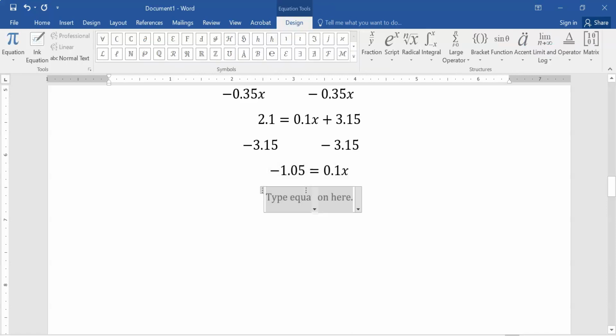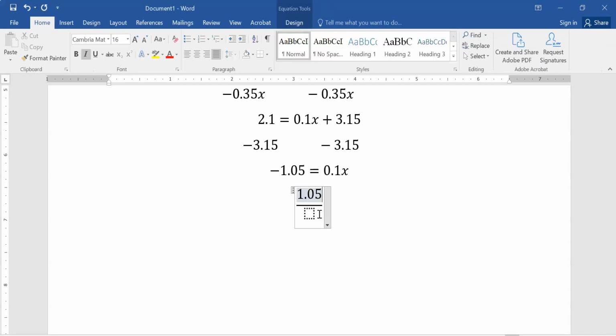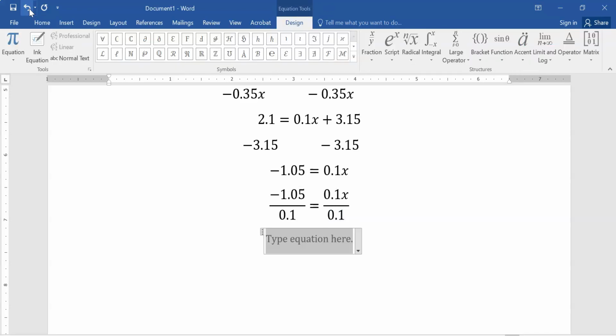So what do I do? I take that negative 1.05, divide it by 0.1, and set that equal to 0.1x divided by 0.1. And there you go. So negative 10.5 is equal to x.